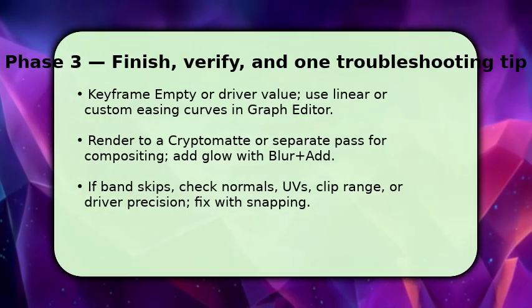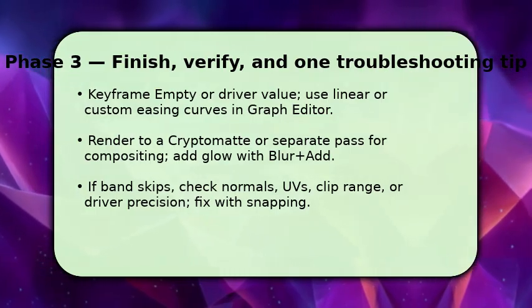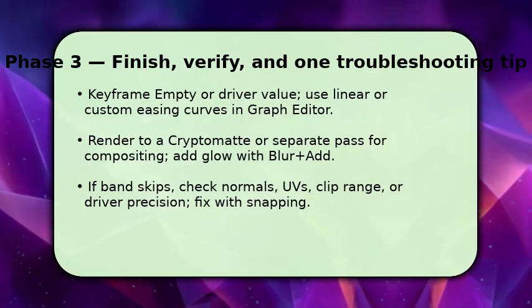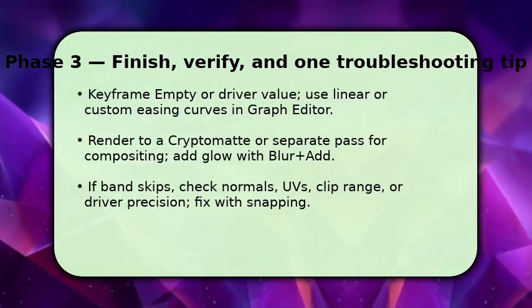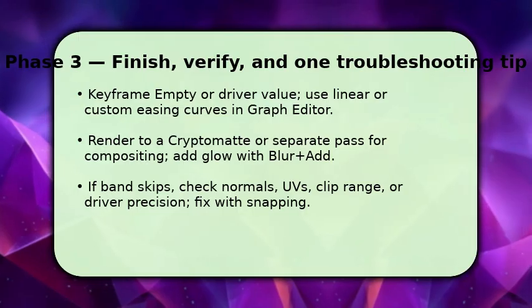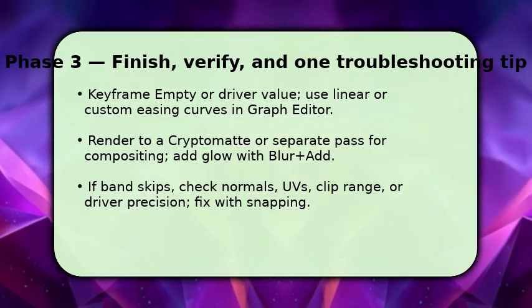Render an emission pass or use Cryptomatte to isolate the band, then composite with a subtle blur and screen or add mix to create glow. If you see skipping or flicker, check object normals, UVs, camera clip range, and driver precision. Correcting those fixes most artifacts and keeps the scan smooth.